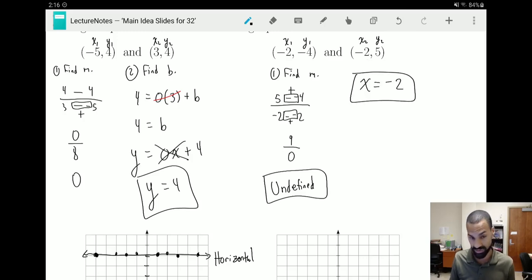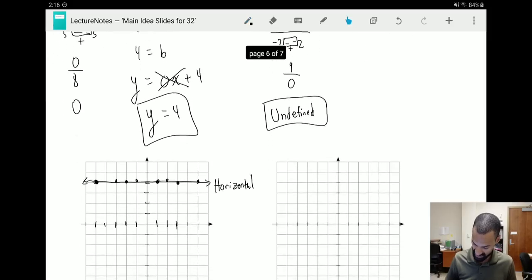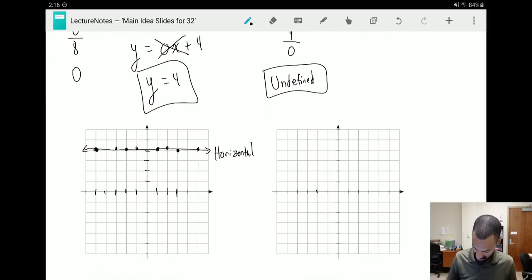Okay, that's even worse than y equals 4. X equals negative 2. What that is saying is that x is negative 2, y is negative 4 down here, and then negative 2 comma 5 is going to be up here. You'll see that we have a vertical line.